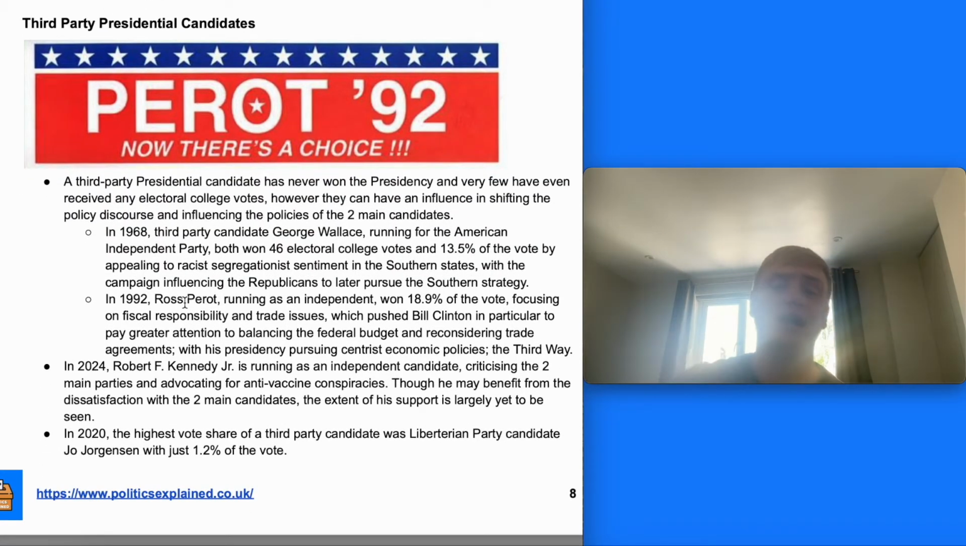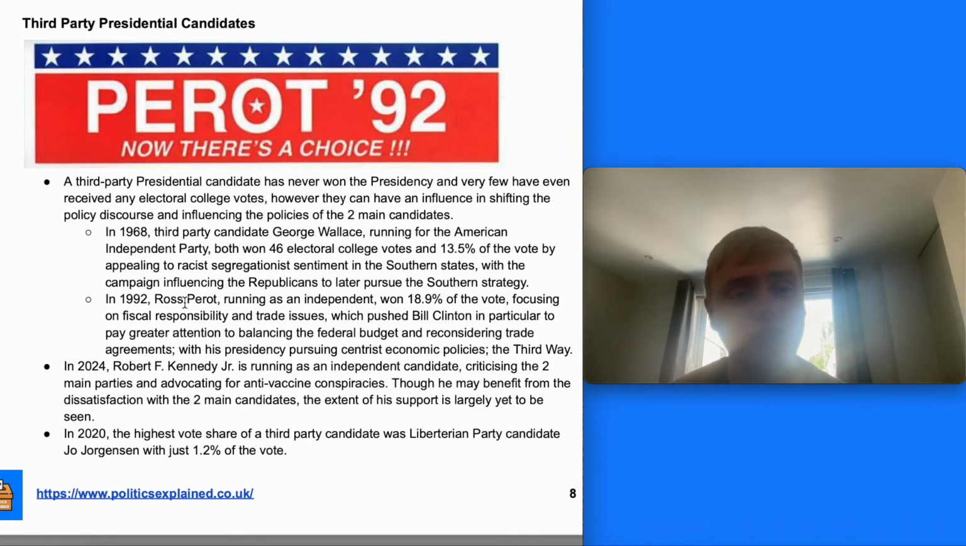What's also worth having a look at in terms of third parties is presidential candidates. A third-party presidential candidate has never won the presidency, and very few have ever received any electoral college votes. However, they can have an influence in shifting the policy discourse and influencing the policies of the two main candidates.